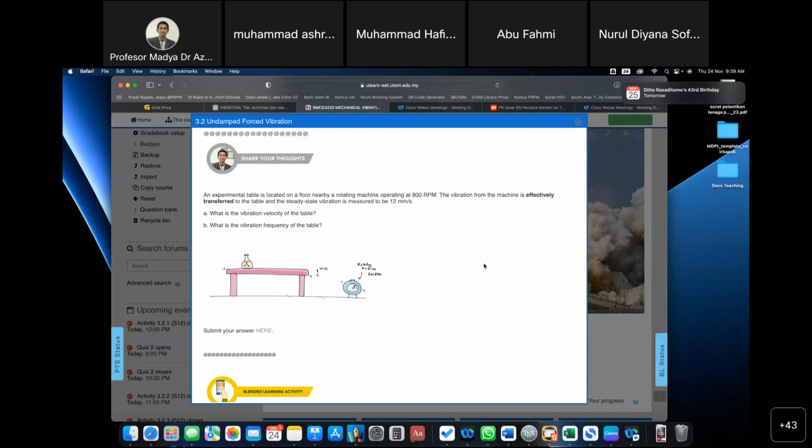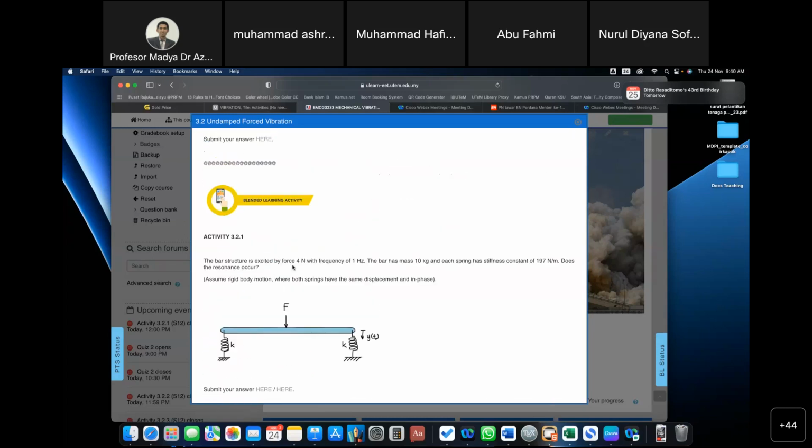Yes, 800 divided by 60. 800 divided by 60 is 13.3. RPM divided by 60 is already hertz. So 13.3 hertz. If you want radian per second, you have to multiply by 2 pi.